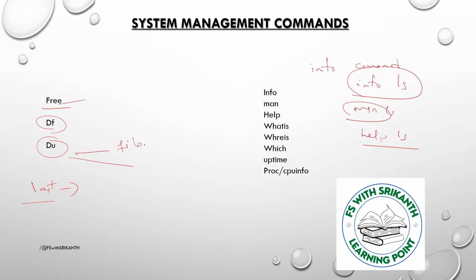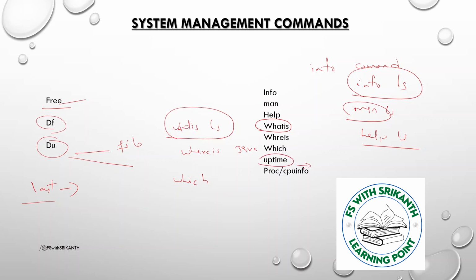Next one, whatis command is used to display a brief one-line description, just one line. So what is ls, it gives just single-line information. And whereis Java, suppose. whereis is used to find out where a particular command or program is installed on the system, where it is available. And the which command helps you determine the location of binary files that will be executed, where the binary files are available.